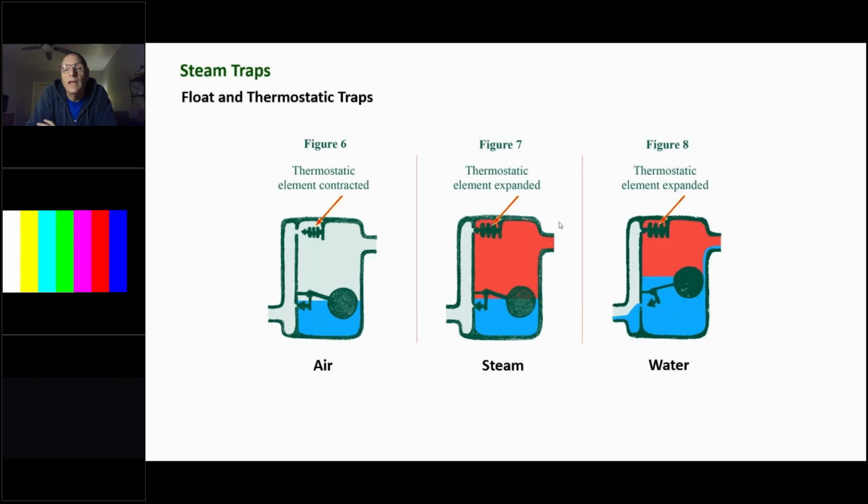So as the thermostatic element expands, it keeps the steam in there, and then the steam starts to condense in the main, and as it does, it fills up the body of the float and thermostatic trap, which causes the float to rise, pulls the pin from the bottom of the trap to allow the condensate to return to the main.